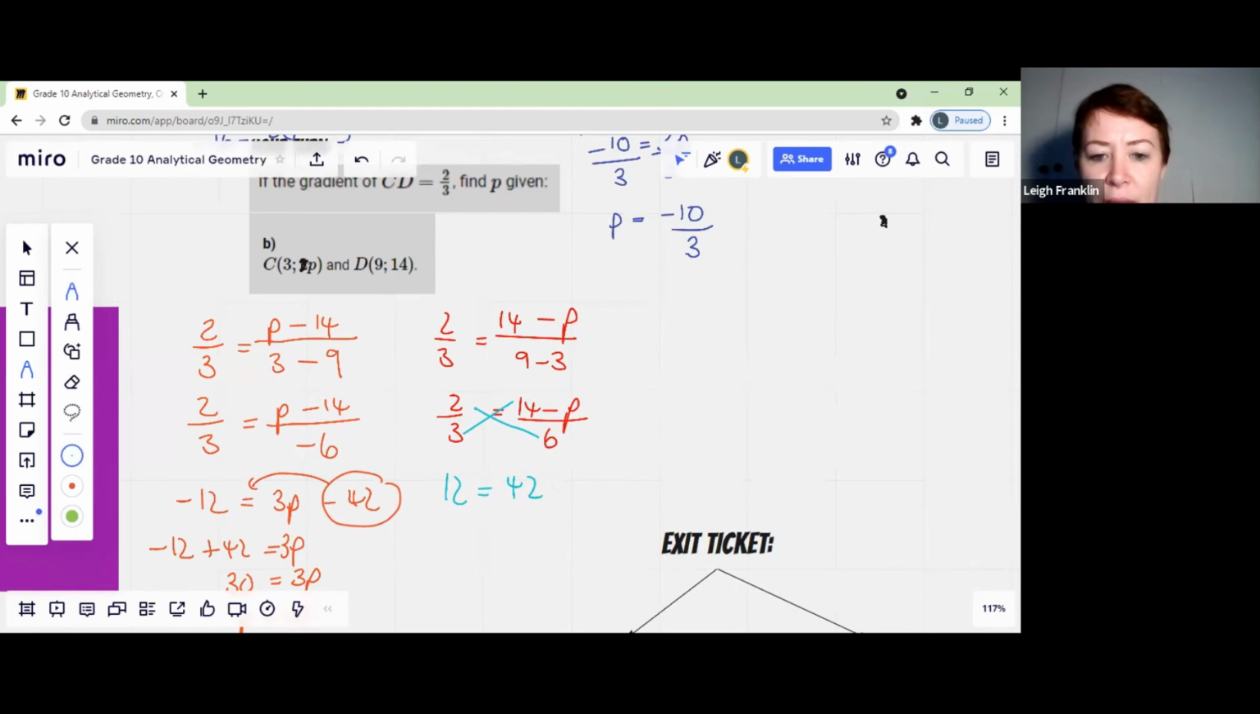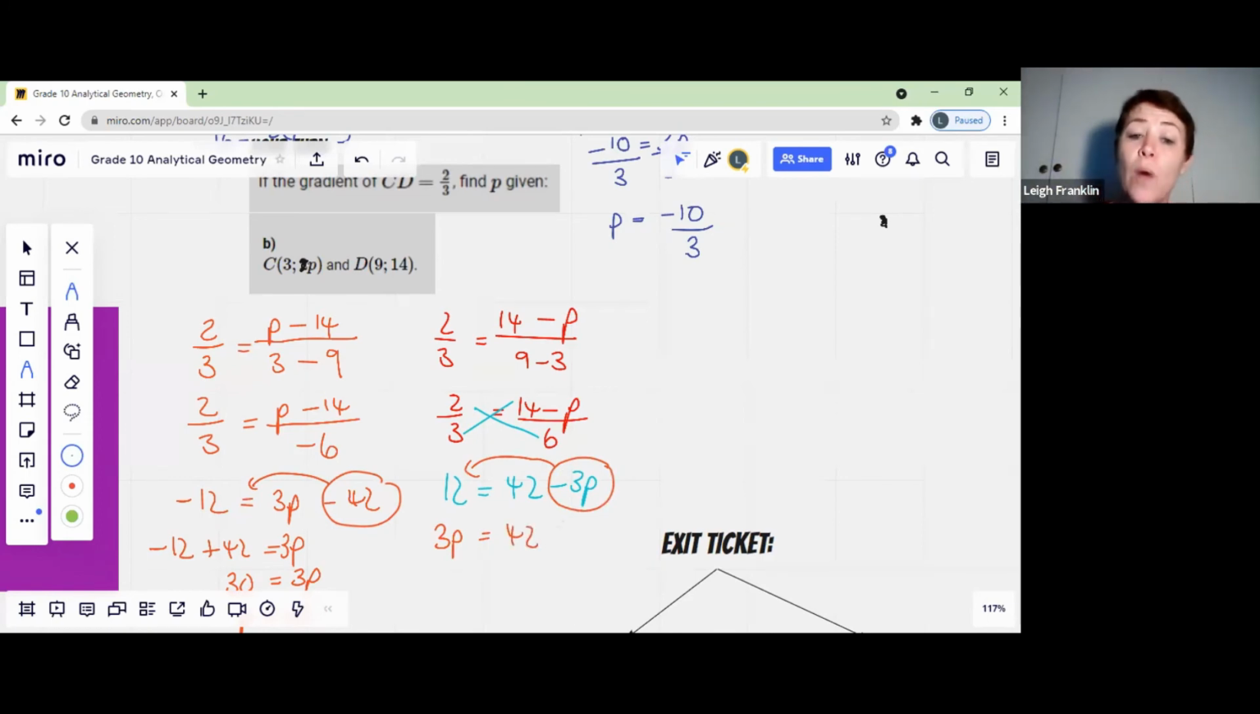And then 3 times negative P is negative 3P. So now, Sam, I'm going to take this negative 3P over to this side, and it's going to become positive 3P. I took the 42 to the other side. I think that's what made it wrong. Then what you should have got, if you had 12 minus 42, is negative 30. And if you divided both sides by negative 3, you would have got P is equal to 10. Does that make sense? Yes, ma'am. So 3P is equal to 30, which means that P is equal to 10.